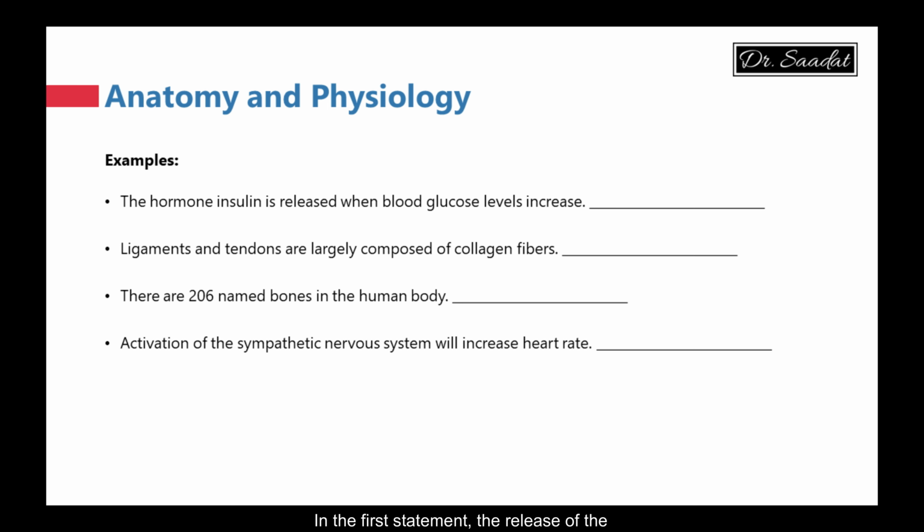In the first statement, the release of the hormone insulin is a prime example of physiology in action. Insulin helps regulate blood sugar levels, demonstrating how our body uses chemical messengers to maintain internal balance. Next, we have a concept that falls under anatomy, the composition of our body's structural components, like ligaments and tendons.